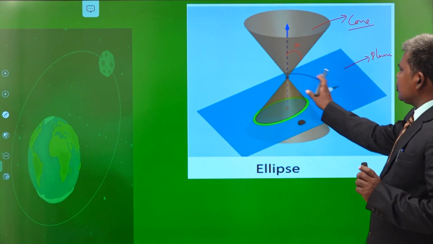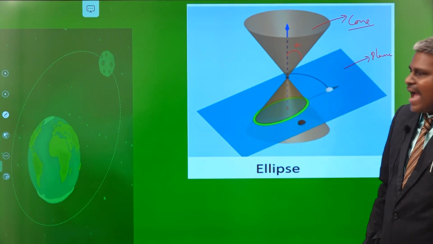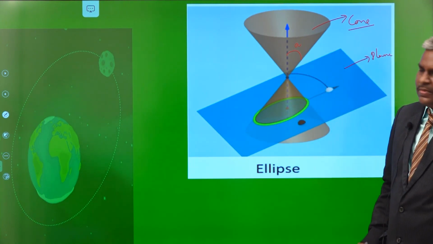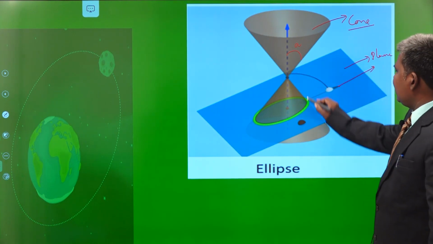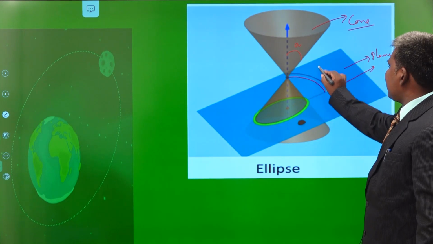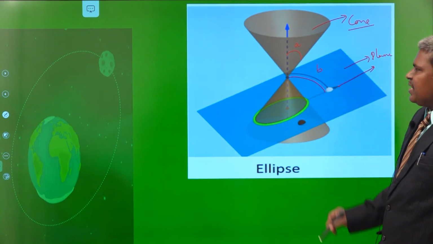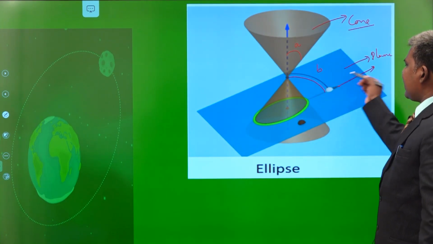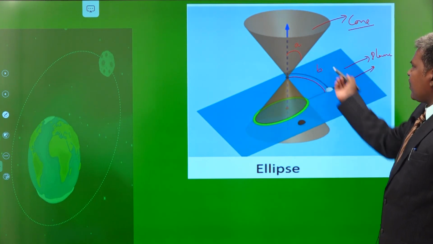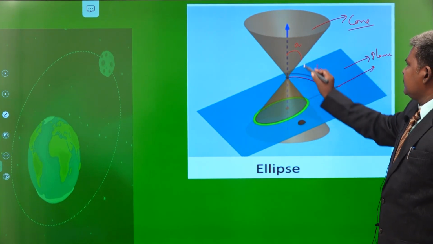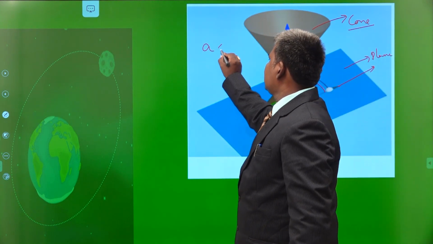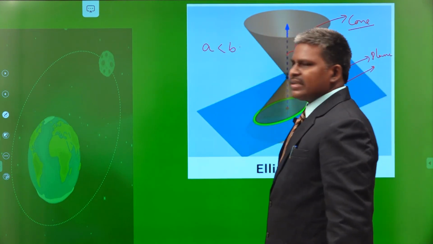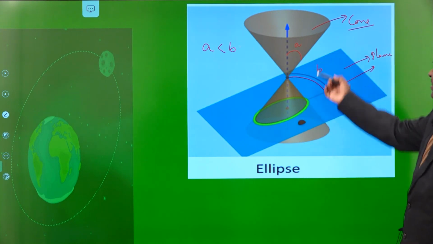But your angle should be varying with the axis and your plane. This is your plane. This is the direction of your plane. And as shown in this figure, this is angle B. What is B? B is the angle between the axis and my plane. From the figure itself, clearly we know that A is less than B. Am I correct or not? This is A less than B from the figure itself.